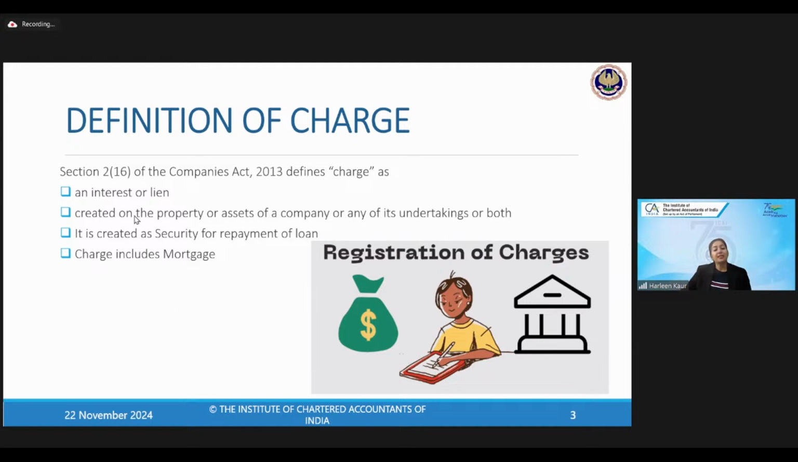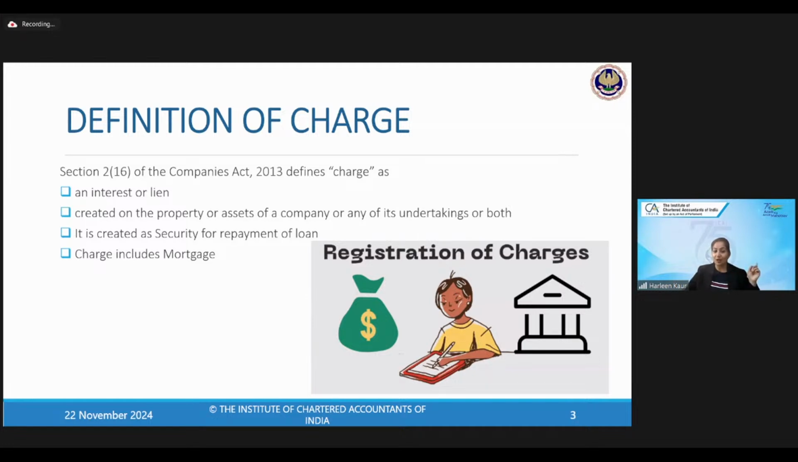So charge means an interest or lien created on the property or assets of a company or any of its undertaking. Now, what does it mean? Let's do the definition of charge. It says it's an interest or it's a lien. You know the meaning of lien?